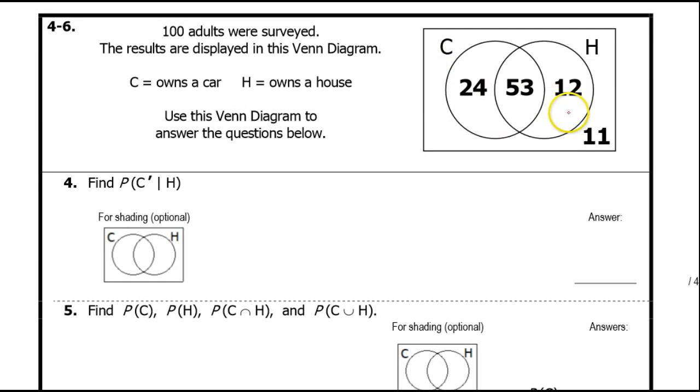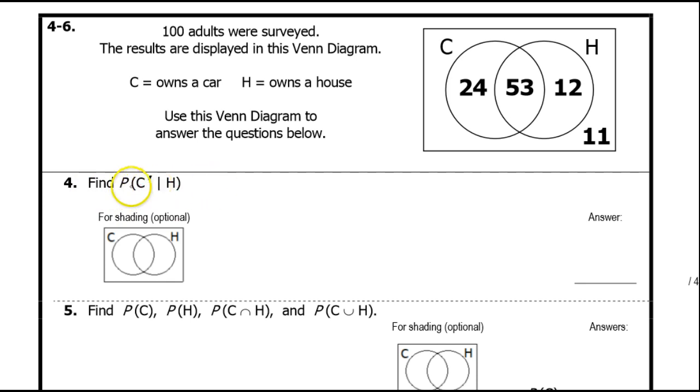Alright, so we have this Venn diagram. 100 adults were surveyed. The results are shown here. Event C is owns a car. Event H is owns a house. Alright, car owners and home owners. So we're going to use this diagram to answer these questions.